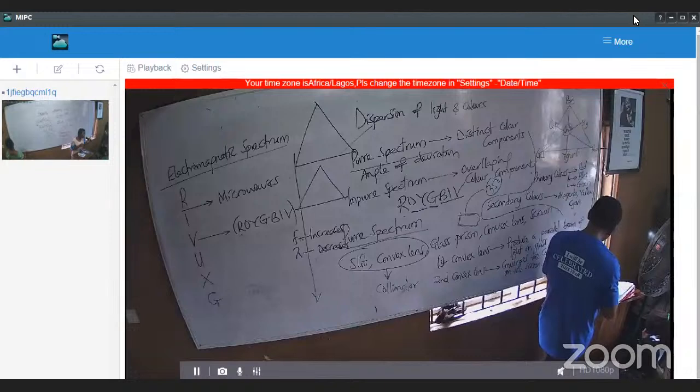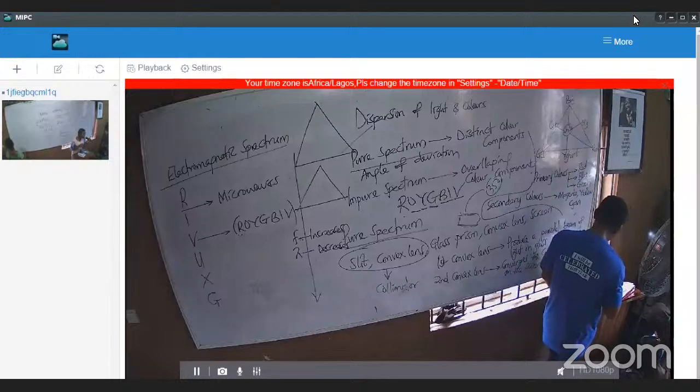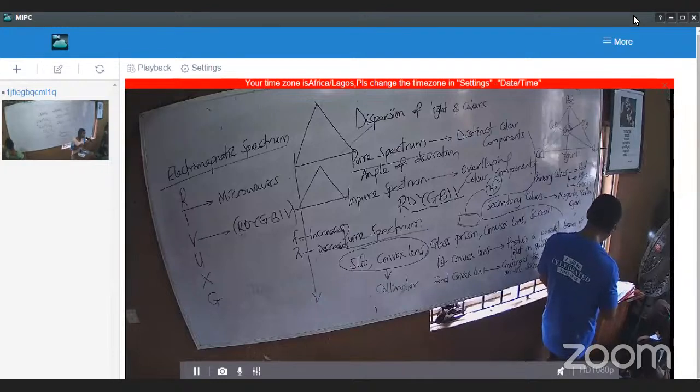Option D, the speed of each color of light in the glass is proportional to the angle of refraction in the prism.